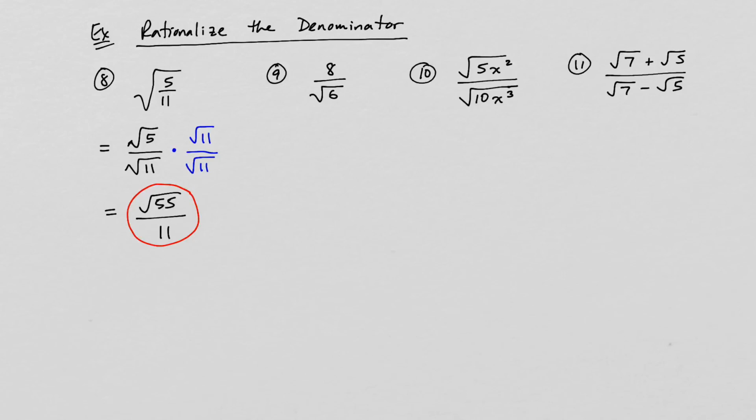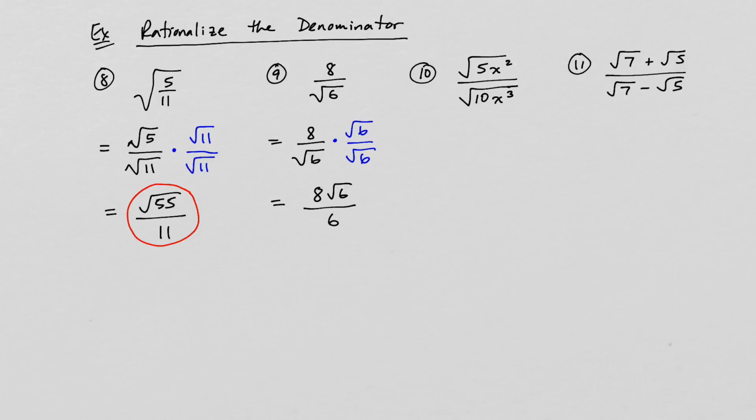Okay, in the next problem, it's very similar. So we have 8 over radical 6. We are not allowed to have a radical in the denominator. So we are going to employ the trick of multiplying by radical 6 to the top and the bottom. And when we do that, on top we get 8 times radical 6. And in the bottom, radical 6 times radical 6 is 6.